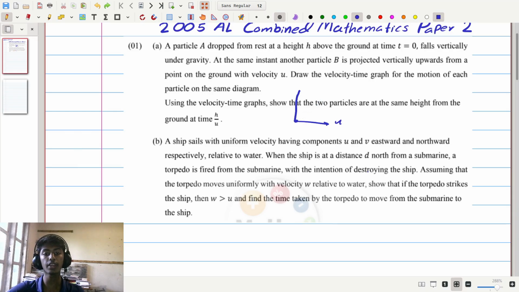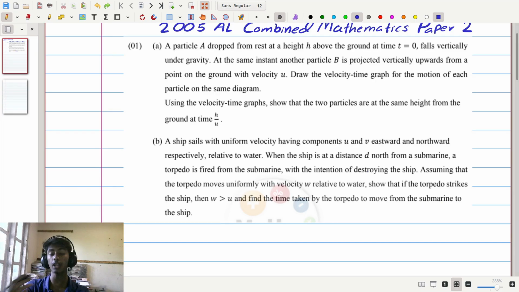So given this, it says when the ship is at a distance d north from a submarine, a torpedo is fired from the submarine with the intention of destroying the ship. Assuming that the torpedo moves uniformly with velocity of w relative to the water, we are asked to show that if the torpedo strikes the ship, then w must be greater than u, and given that we are asked to find the time taken by the torpedo to move from the submarine to the ship.